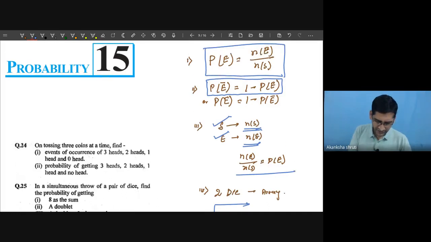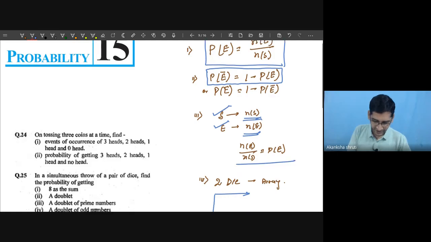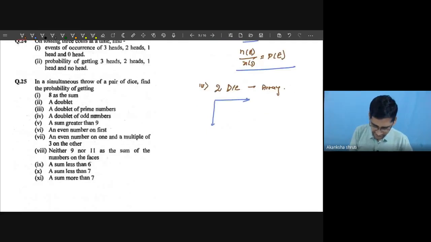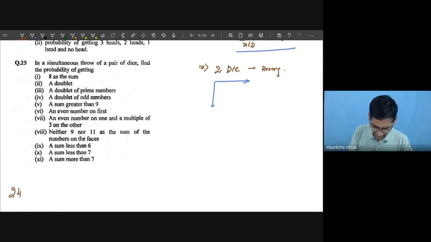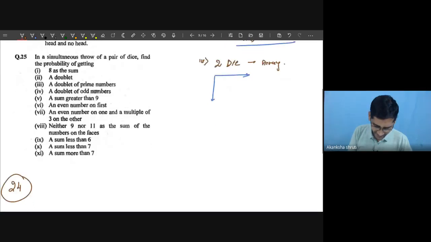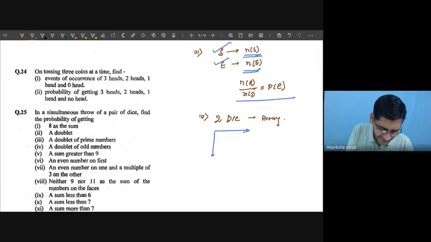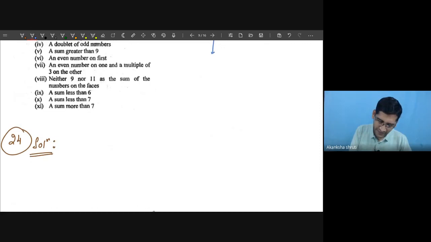I'm going to take question number 24, taken from your RC notebook, from your RC notes that I had already provided. This question was even asked in your previous examination. So for this question number 24, very first we shall write the sample space. It is given here: on tossing 3 coins. So while tossing 3 coins, you first write the sample space.